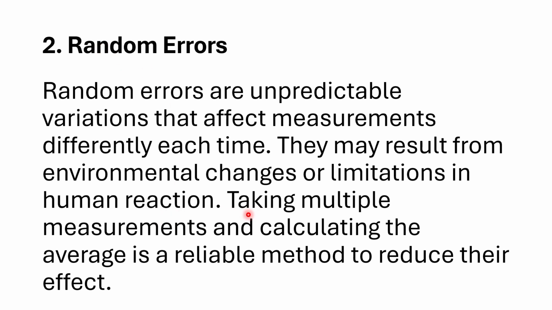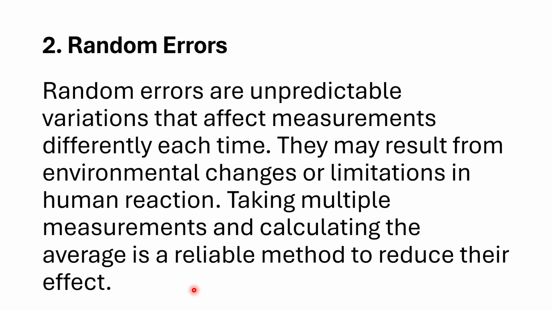So how will we reduce them? Taking multiple measurements and calculating the averages is a reliable method to reduce their effect. So we take measurements at different times, multiple times, and if we have different measurements, we will take the average of all these, and that will help us reduce their effect on the actual measurement.